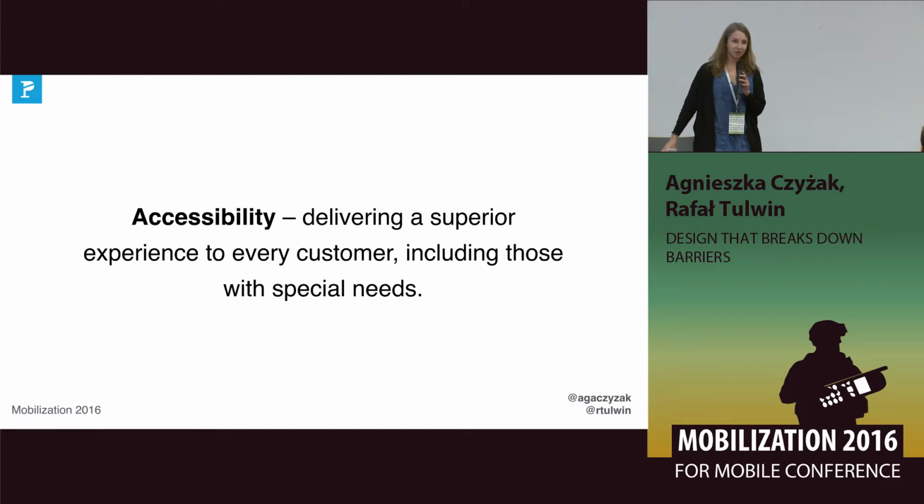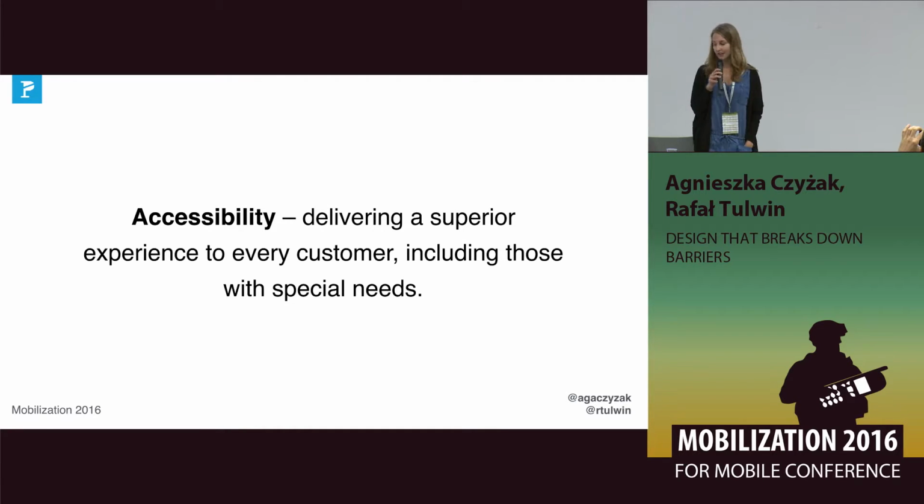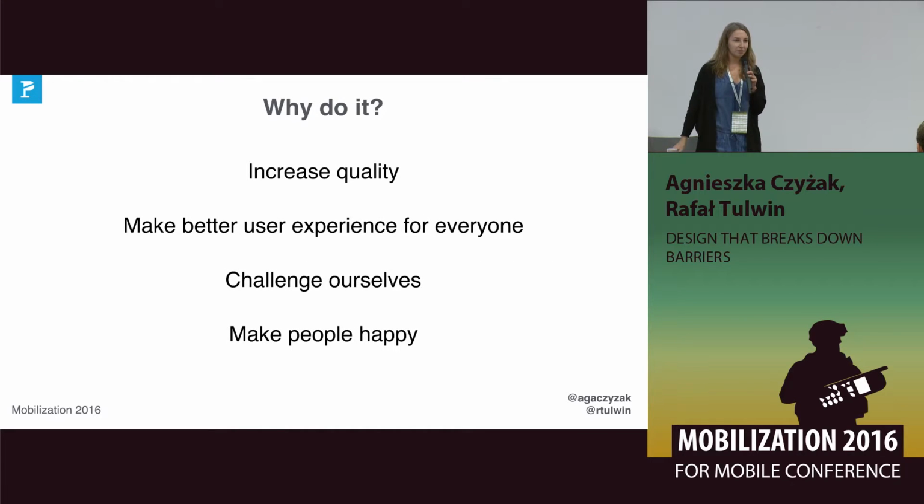Just to be sure that we are all on the same page with accessibility, and we all know what accessibility is. According to the iOS guidelines, accessibility is delivering a superior experience to every customer, including those with special needs. And this is very interesting because it's actually good design. Good designers should design for everyone, and this is pretty obvious, but actually it doesn't work this way. We usually design just for the people that are happy, fully equipped, healthy, and not so sober actually, and they know how to use the phone.